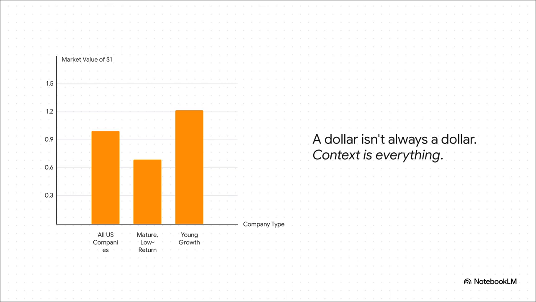And hey, this isn't just some abstract theory. The market data backs this up big time. A study looked at U.S. companies and found that, yeah, on average, a dollar in cash is worth about a dollar. No surprise there. But when they dug deeper, they found something fascinating. For mature, low-return companies, the market valued that dollar at just 69 cents. Ouch! But for young, high-growth companies, that same dollar was valued at a premium, $1.22. It's proof positive that when it comes to cash, context is absolutely everything.